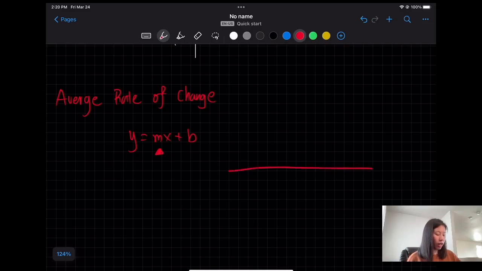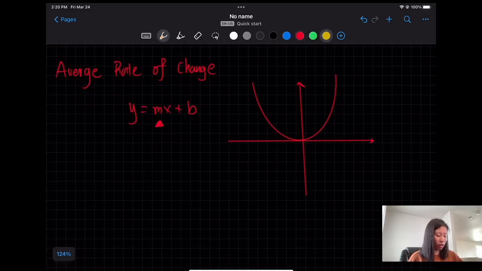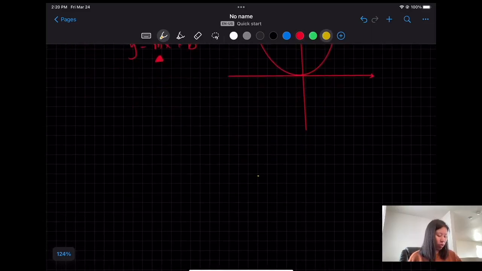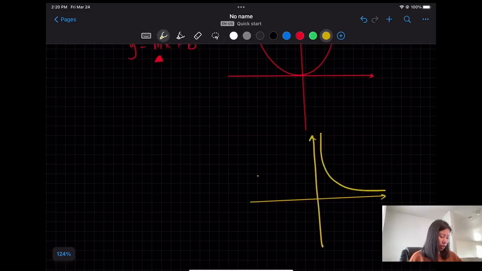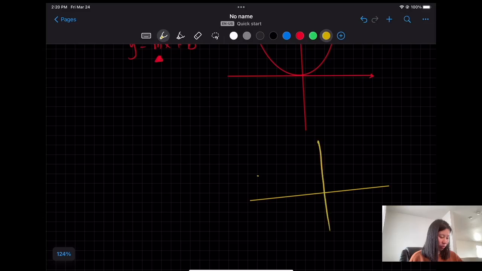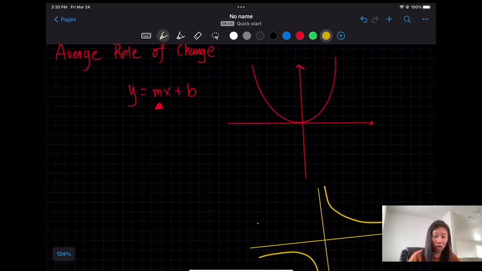Because in a graph, think about graphs. You've seen different graphs right now. Sometimes we have a parabola. Sometimes we see a reciprocal function graph, which just looks like this one, and this one, right? So they're not a straight line. For any given two points, how do I find the rate of change? Because they're curves, every section is going to be different.